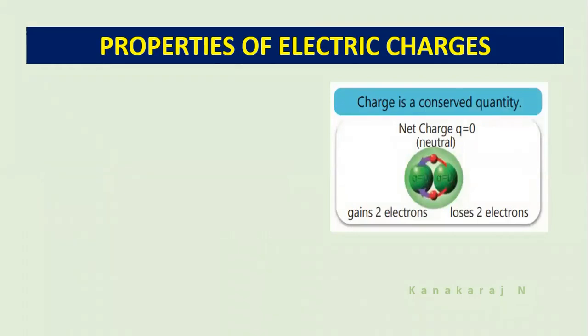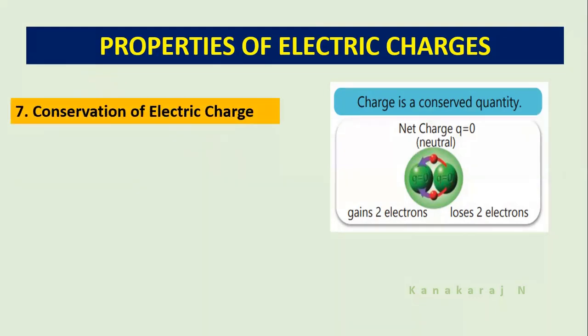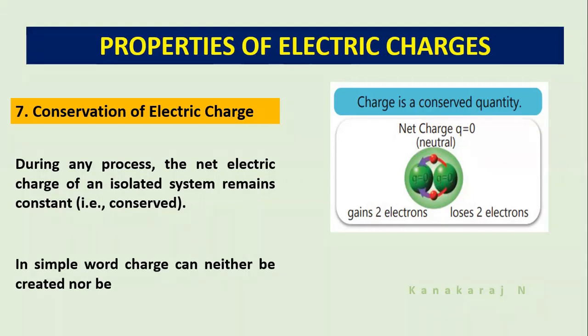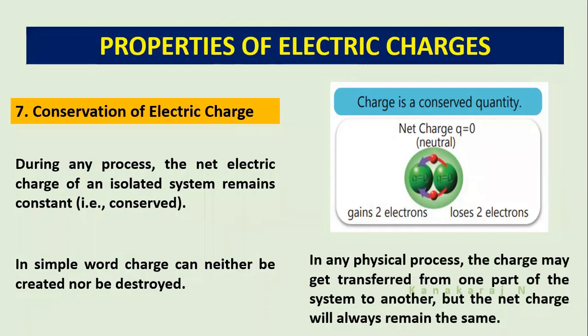Here, charge is conserved. In a given system, the total charge remains the same. So, conservation of electric charge: during any process, the net electric charge of an isolated system remains constant, that is, conserved. In simple words, charge can neither be created nor destroyed. In any physical process, the charge may get transferred from one part of the system to another part of the system.